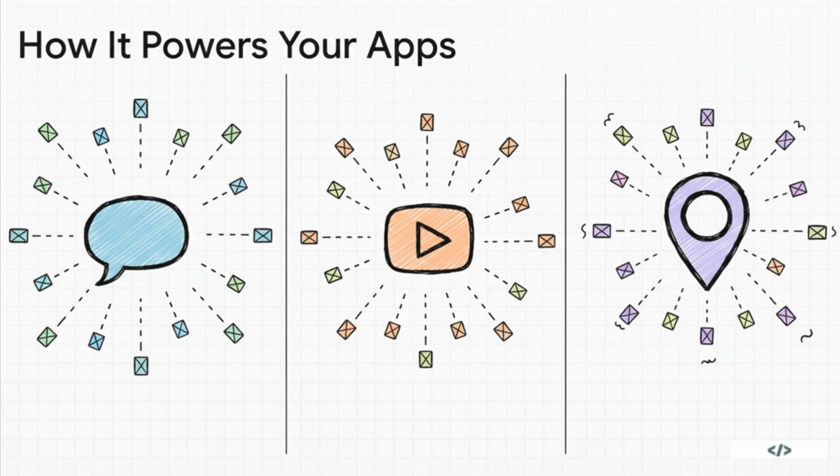You're using Google Maps, your phone is in a constant back and forth, sending packets with your location and getting packets back with traffic info. It's all the same magic, just used for different things.